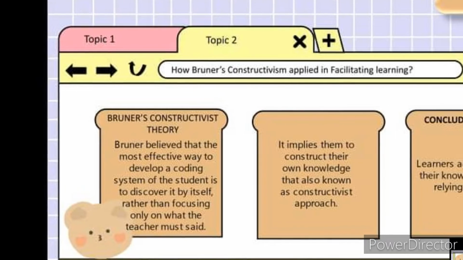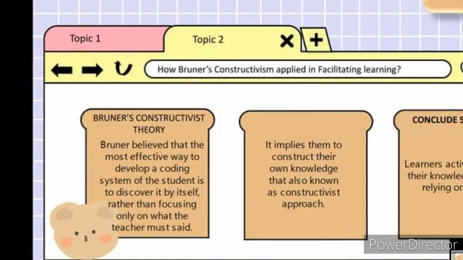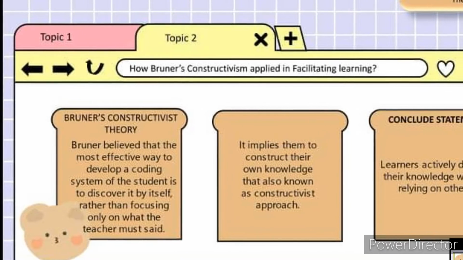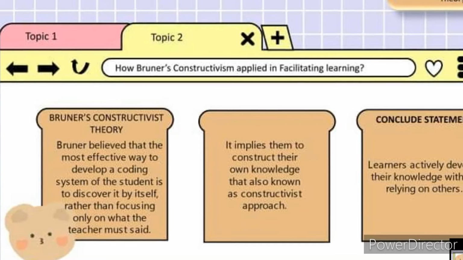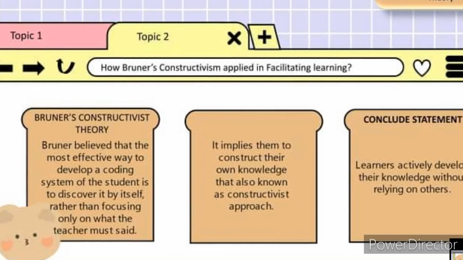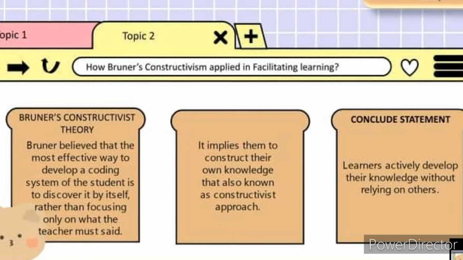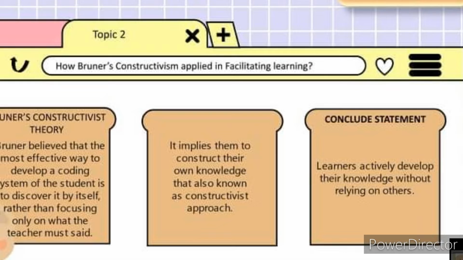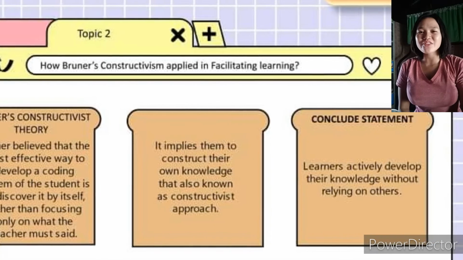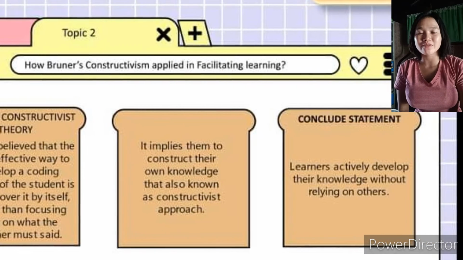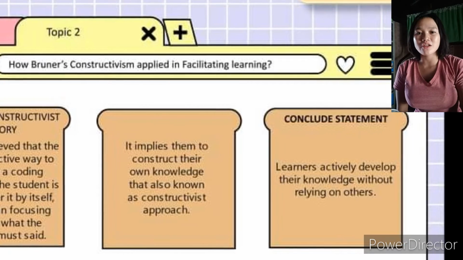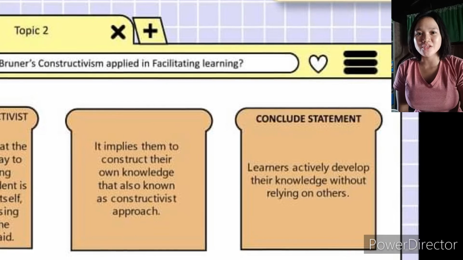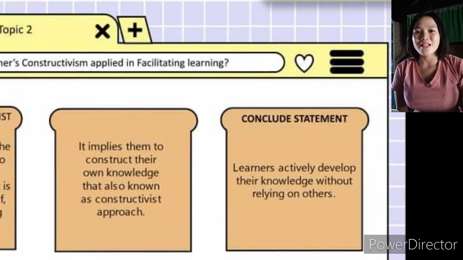Bruner believed that the most effective way to develop a coding system in the student is to discover it by themselves, rather than focusing only on what the teacher says. For example, it applies to them constructing their own knowledge, also known as the constructivist approach. Learners actively develop their knowledge without relying on others, and they build new knowledge from the foundation of their previous learning, and it makes them engaged and responsible for their own learning.